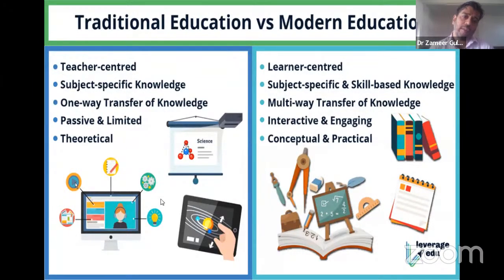So if we go to the fourth point, earlier learning was a passive one and a limited one. Passive means it was not engaging the students as far as the knowledge and the skills are concerned. But nowadays, modern education is making the classrooms live, making the classrooms interactive, so that you can engage the students with you. And in traditional, more theoretical concepts were given to the students. But nowadays, you will be giving the conceptual and the practical concepts to the students based on what kind of modern technique you are using.